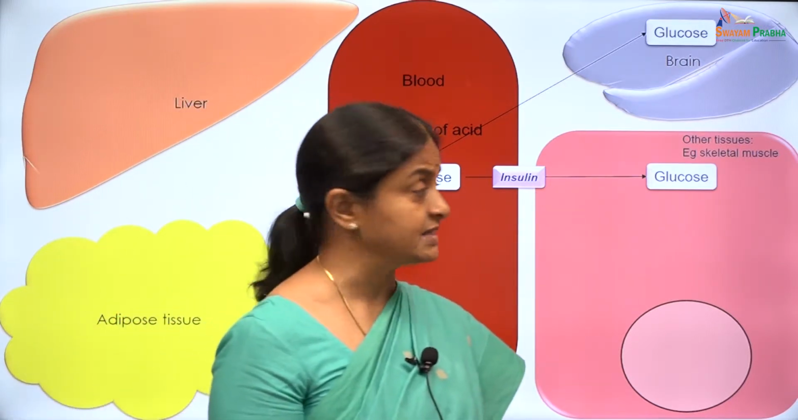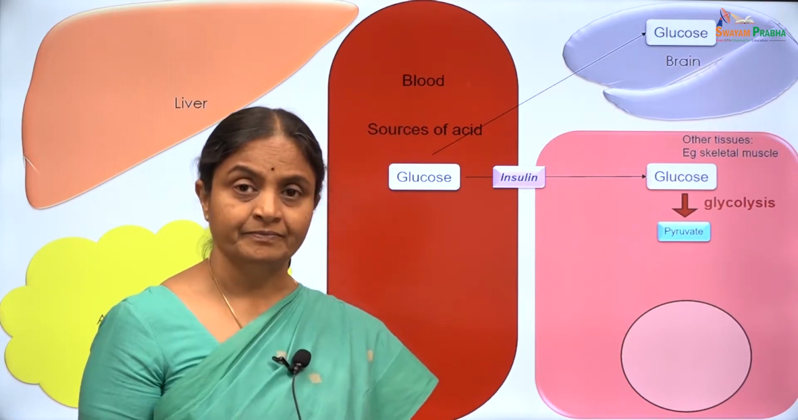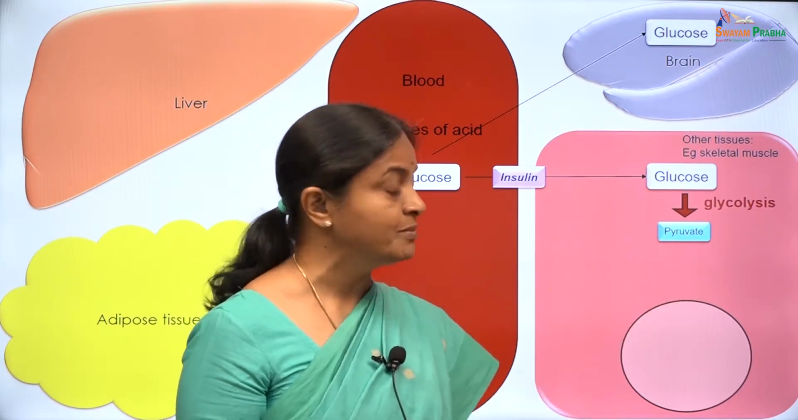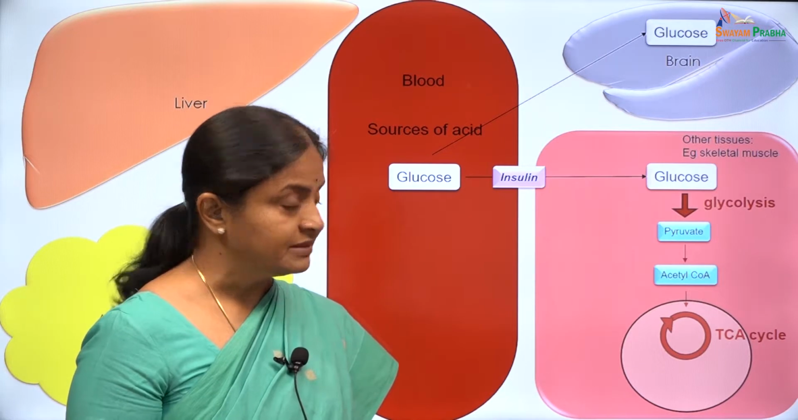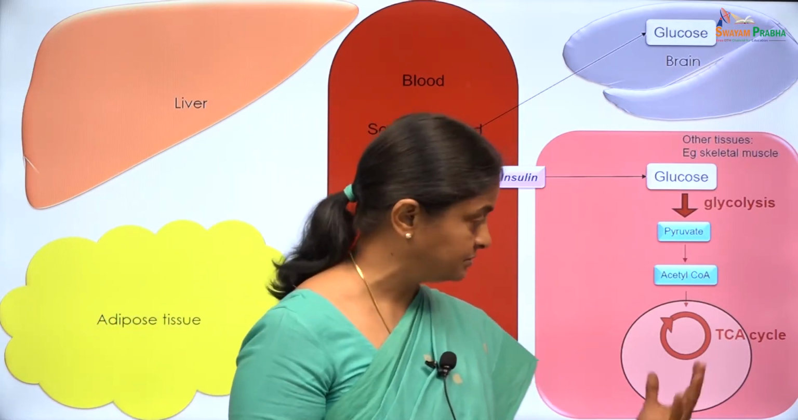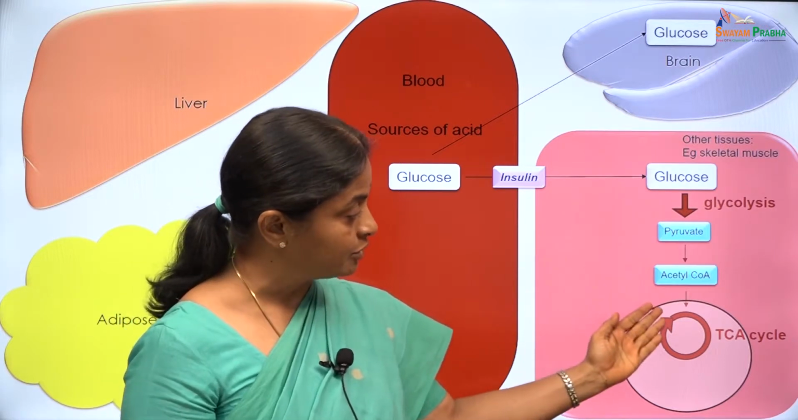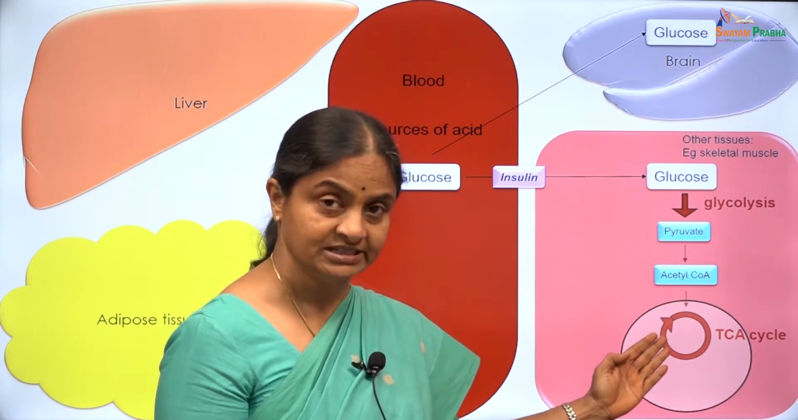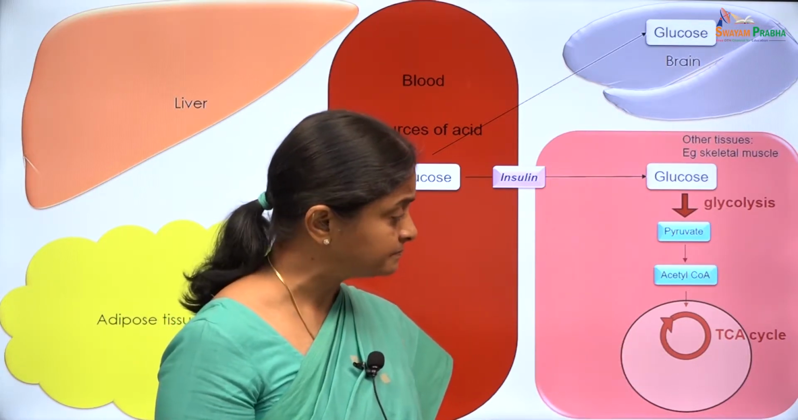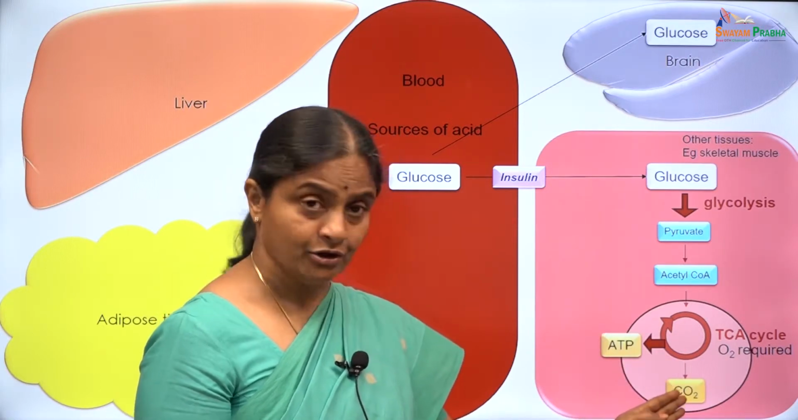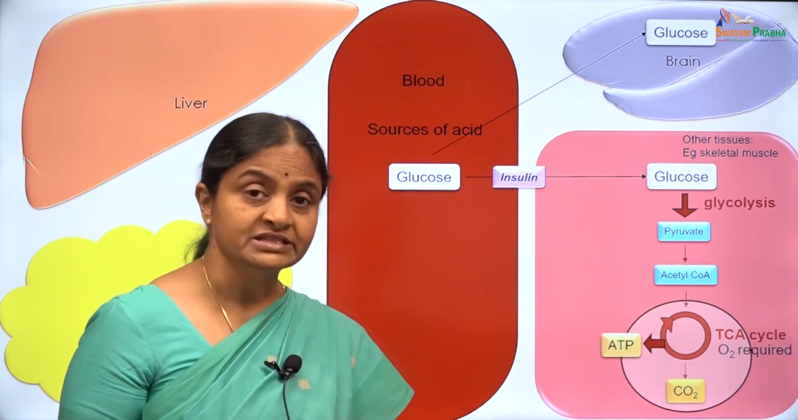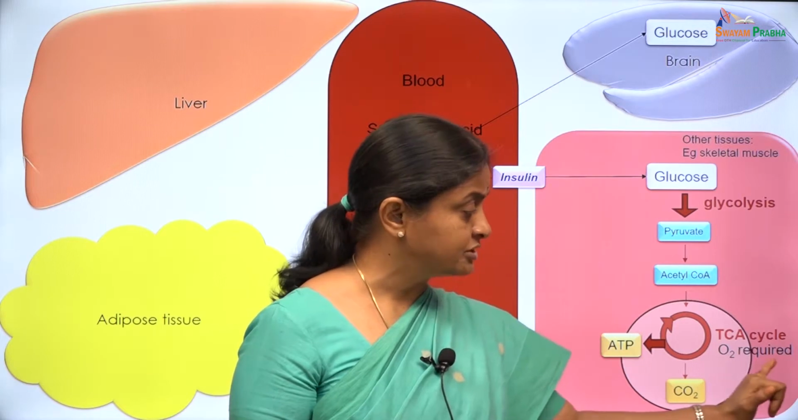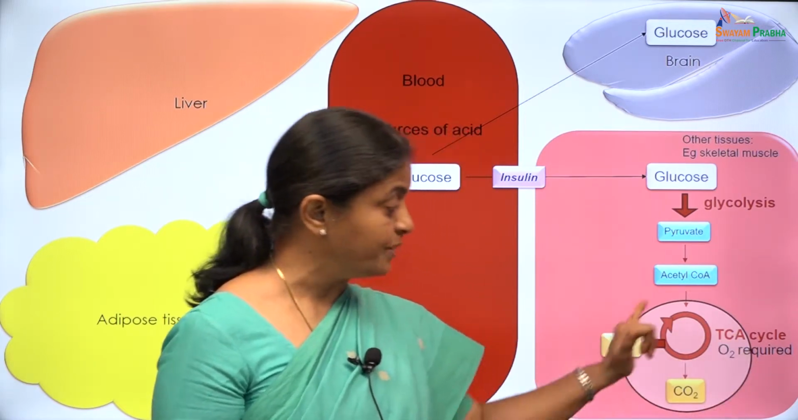The glucose that enters cells undergoes glycolysis, a process which does not require oxygen and which happens in the cytoplasm to form pyruvate. Pyruvate then becomes acetyl-CoA, which moves into the mitochondrion, and acetyl-CoA goes through a series of reactions in what's called the tricarboxylic acid cycle or the citric acid cycle, the Krebs cycle, to release carbon dioxide, and in the process forms ATP. Now, for this process, oxygen is required. So, this is aerobic oxidation.